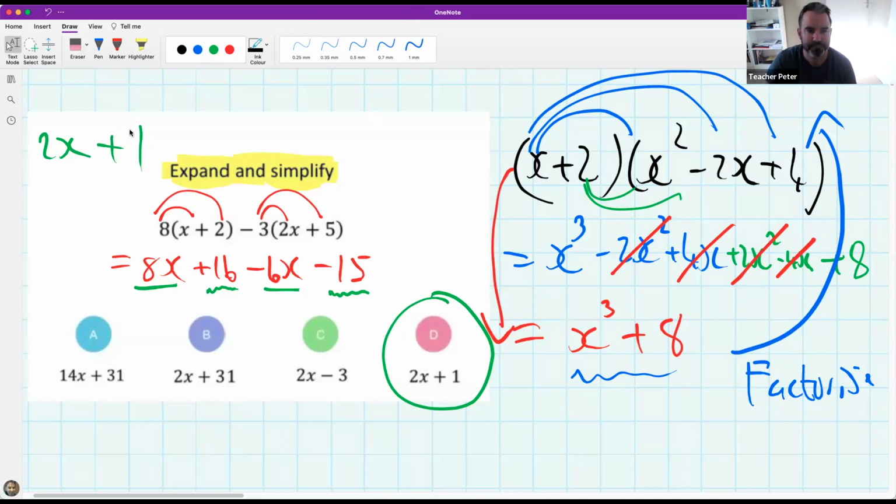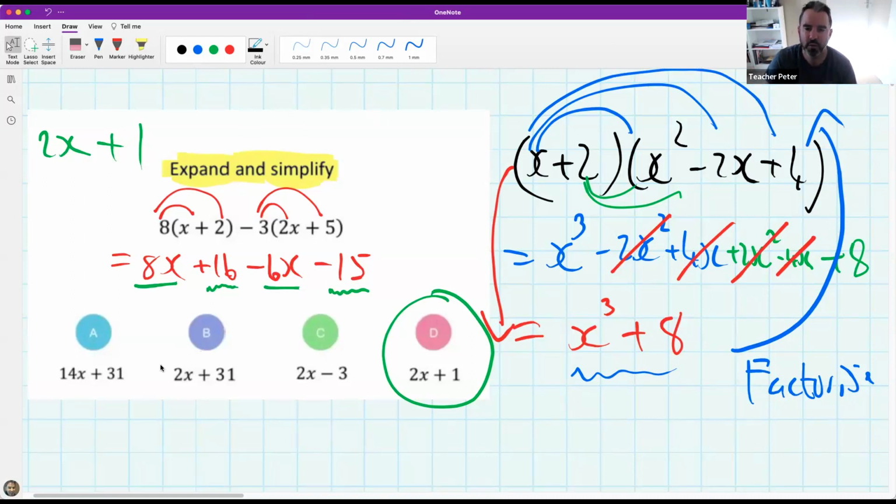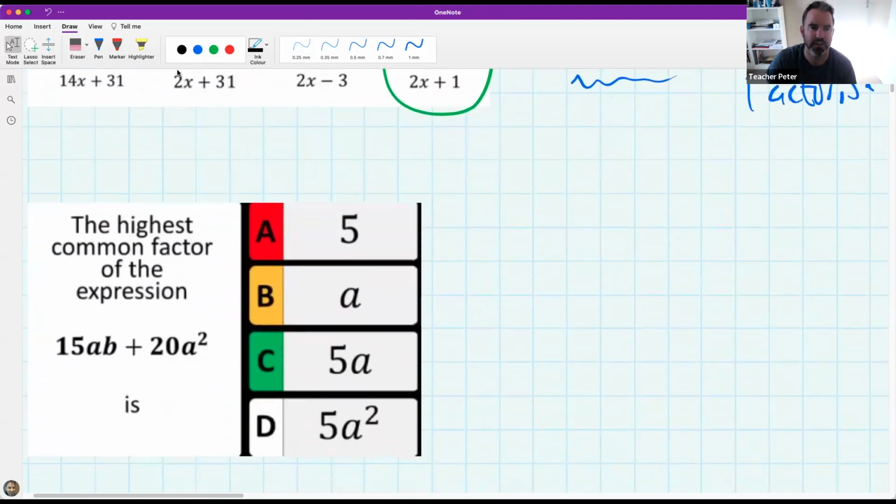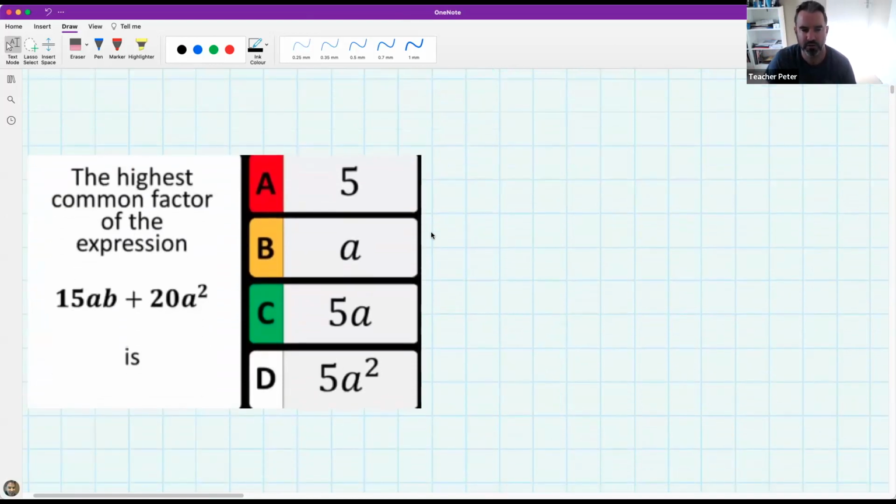Okay, fantastic. All right, well then let's move on to this one. Let's move on to the technique of factorizing. So now I want to know, the first technique we need to practice for factorizing is called the highest common factor, or HCF. Tell me which option of the four you think is the highest common factor for that question. What is the highest common factor for that question?